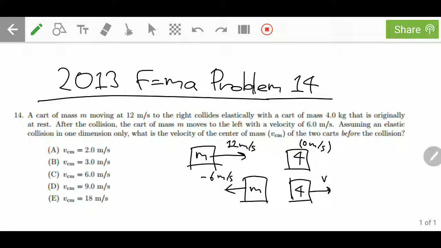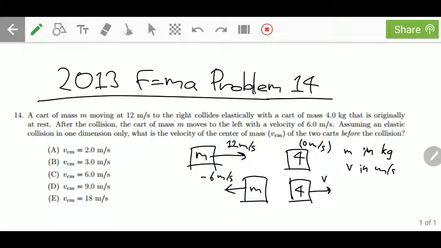For convenience, I'm going to just assume SI units and then basically just drop the units. So m is in kilograms, and v is in meters per second. From now on, I'm going to drop the units and just work with them as numbers, because that tends to be easier in problems like this. And we're asked, what is the velocity of the center of mass of the two carts before the collision?